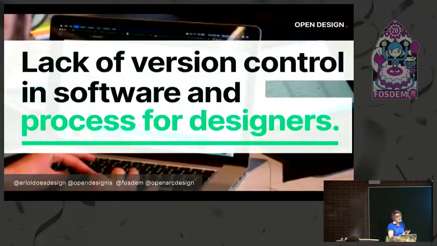And then there's the lack of version control in various different kinds of software that designers use. And also the lack of a process for version control as well, and a language around version control. And also something about how we approach the idea of collaboration and sharing within the design community. A lot of challenges. Whew.